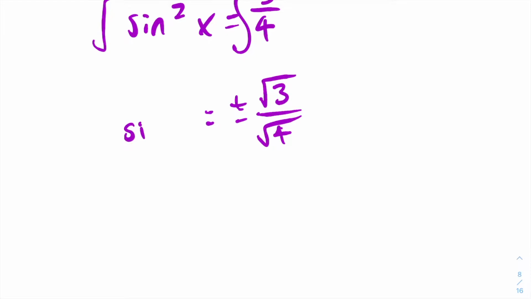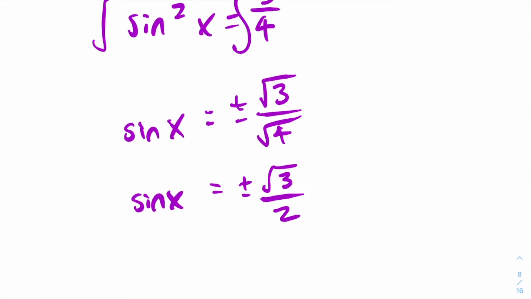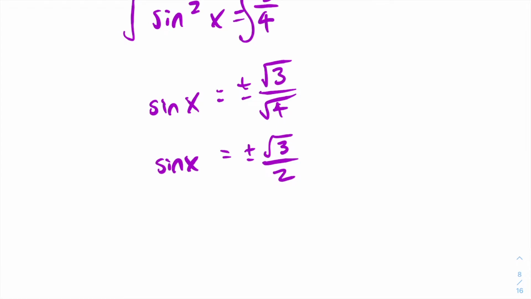So here, let's write this: sine of x equals plus or minus the square root of 3 over the square root of 4. Square root of 4 obviously is going to be 2. And now we're going to figure out sine of what angle gets us the positive root 3 over 2 and then the negative root 3 over 2. So that'll be at a couple of different places right there.